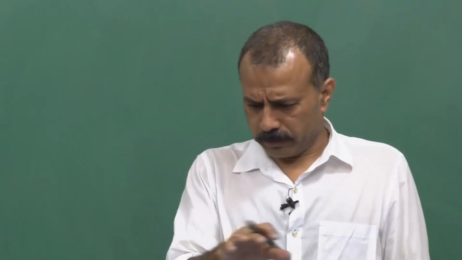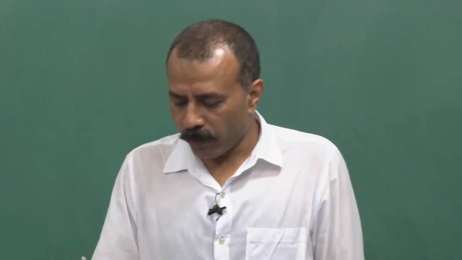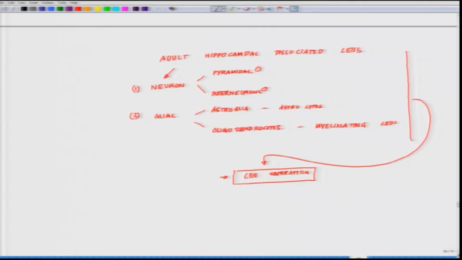So, keeping some of these basic paradigms in mind, let me pick up where we left off in the last class. In the last class, if you remember, this is where we were. We have the adult hippocampal dissociated cells, which consist of neurons and the glial cells. Within the neurons, you have the pyramidal cells, you have the interneurons, you have astroglia or astrocytes or oligodendrocytes. Okay.